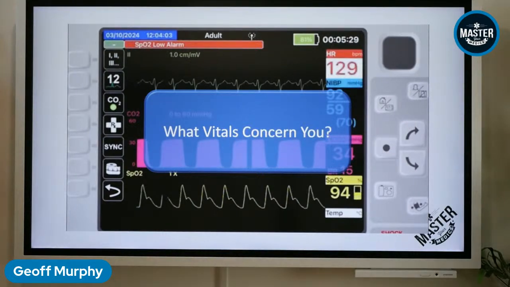Is anything jumping out at you right now? What concerns you? Let's see what's going to fit. Shock index is fairly high. Yes, I agree with you.